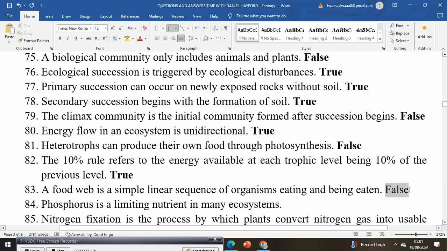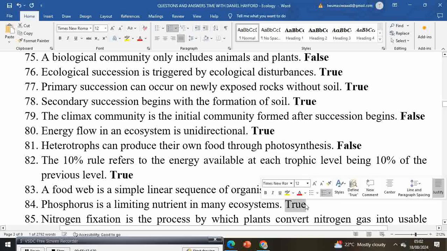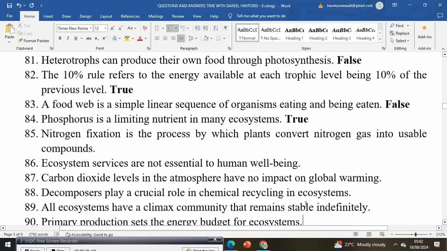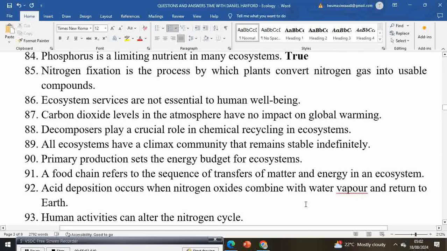This statement is false. Probably it is meant to go for food chain, not food web. Now, phosphorus is a limiting nutrient in many ecosystems. This one is true. And you need to be able to explain this one. You can leave your answer as a comment.